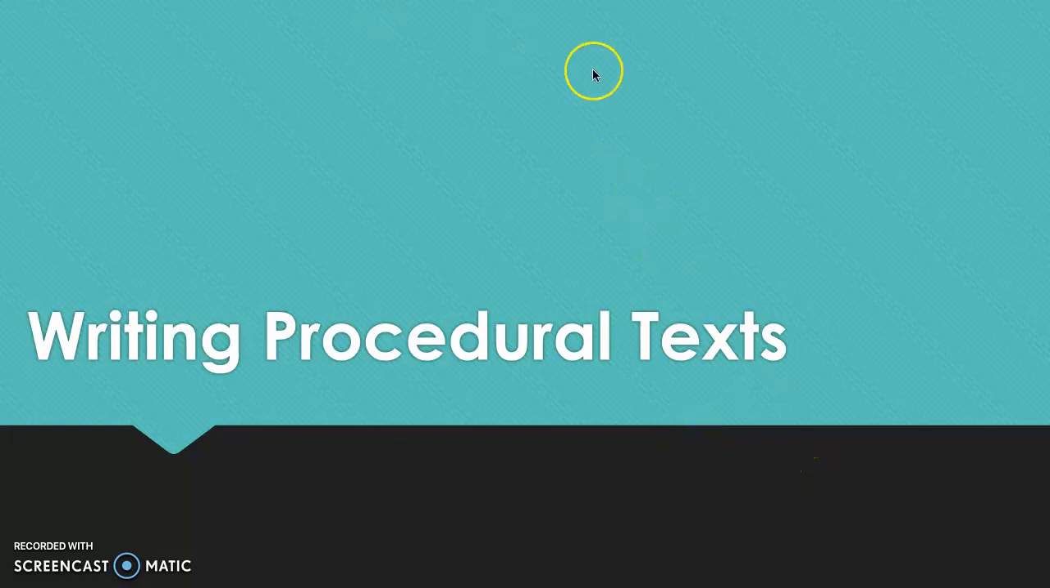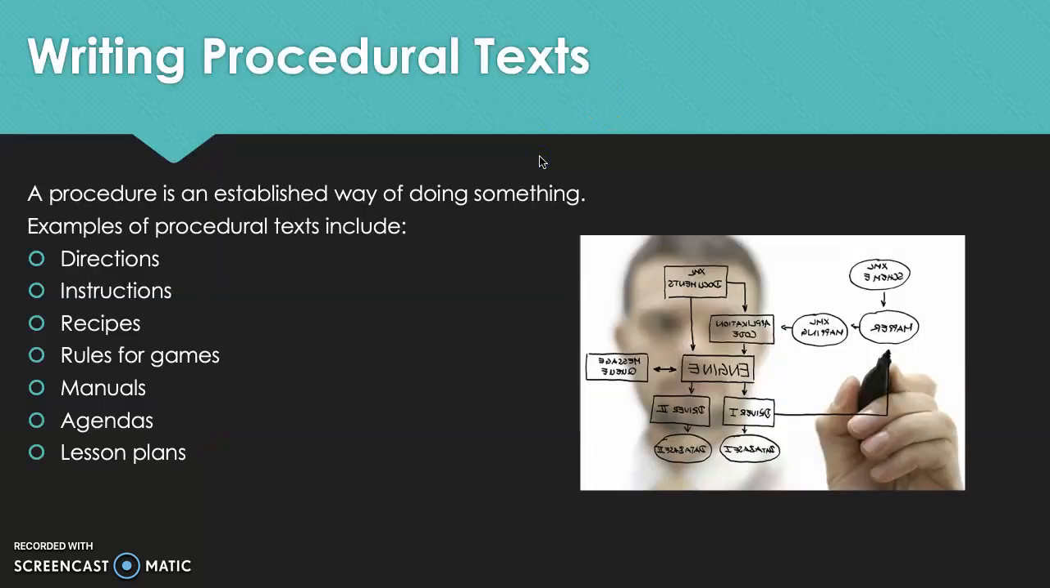Hi class, today we're going to talk about writing procedural text, which is just a fancy way of saying how to write out steps for something. So a procedure is an established way of doing something. That's it. It's just the way things are done. But often other people don't know how things are done, so you have to provide information for them.